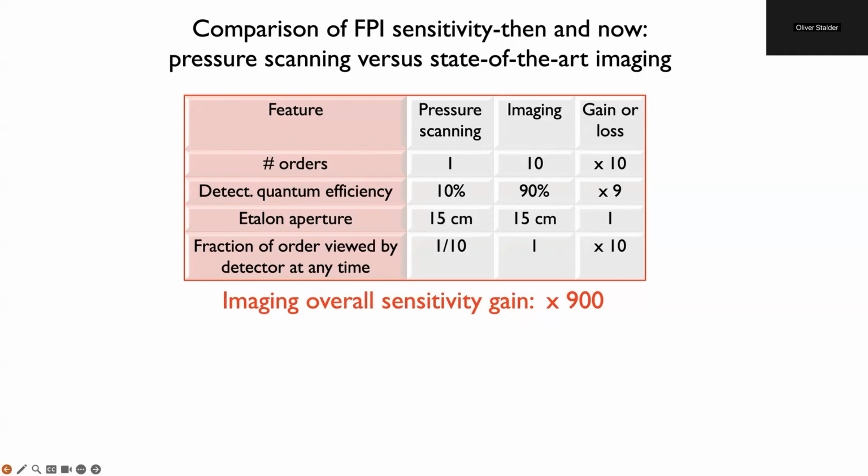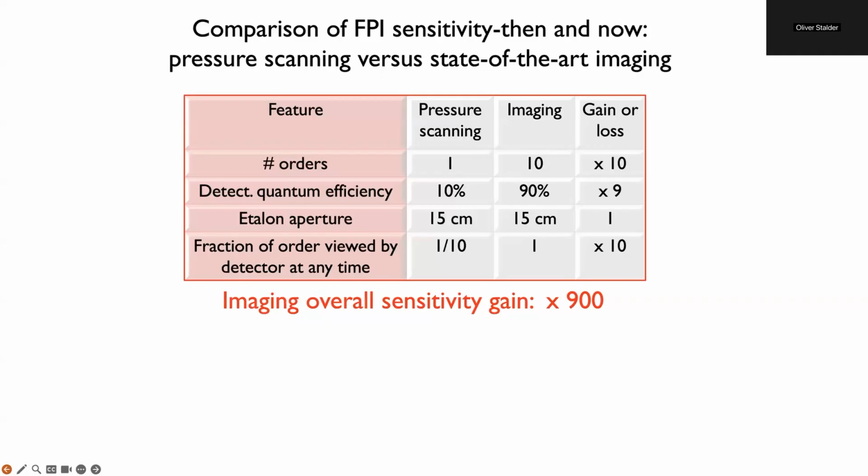But in the early days, one used a photomultiplier, and the quantum efficiency of the surface detector was 10%. So there you have a factor of 9. Then the etalon aperture might be very much the same, 6 inches across, 15 centimeters. But for a scanning instrument, you only observe an order about 10% of the time. So there you have a factor of 10, because with a camera, you're observing the whole order of the ring pattern at the same time.